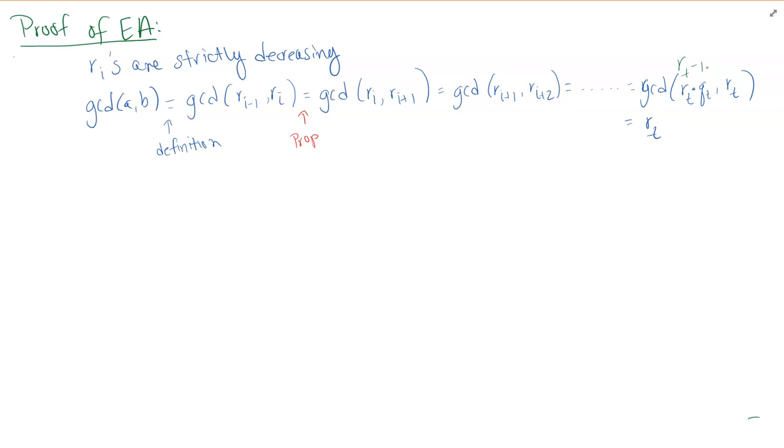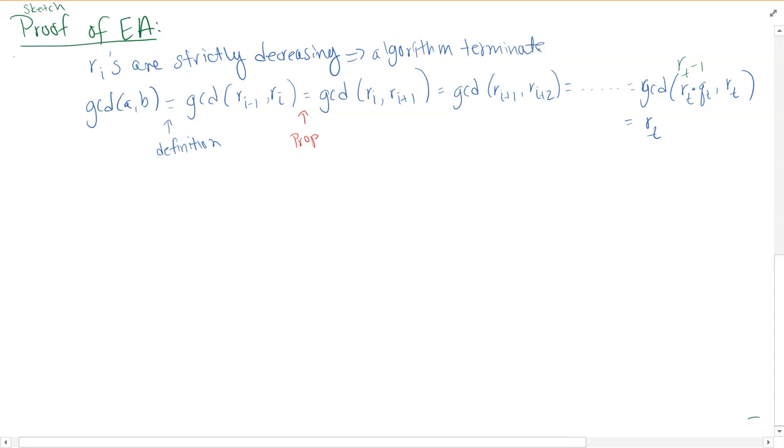This is more like a sketch of the proof because I haven't included all the formal language, but the ideas are here. We've shown that the GCDs are all the same, and we've said that the R_i are strictly decreasing, so this does imply that the algorithm does terminate. Because if you're always decreasing, we can only decrease to 0 in this case. So these are the two main ideas.